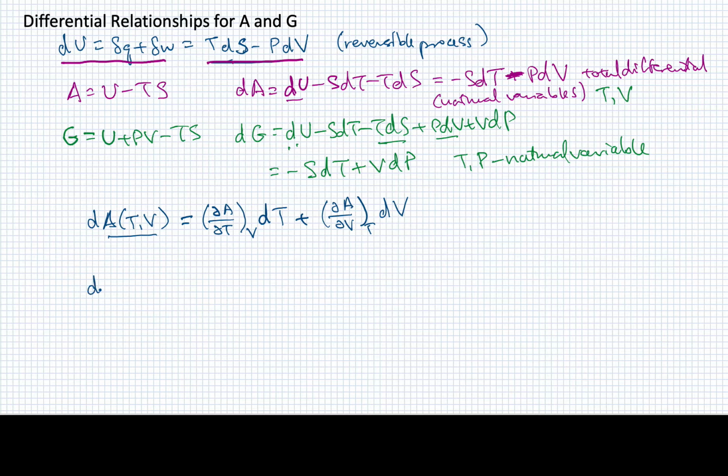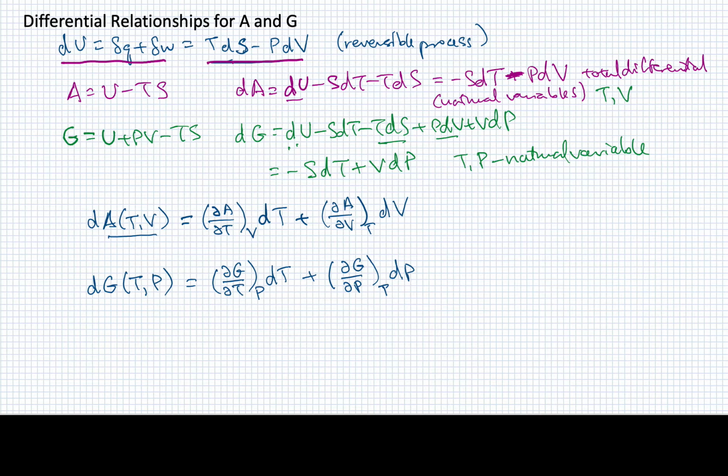Now I could do the same thing for the Gibbs energy, written as a function of temperature and pressure. And if I do that, again following the prescription, I'll have the partial of G with respect to T at constant pressure, dT, plus the partial of G with respect to pressure at constant T, dP. All right, so now what does this tell us?